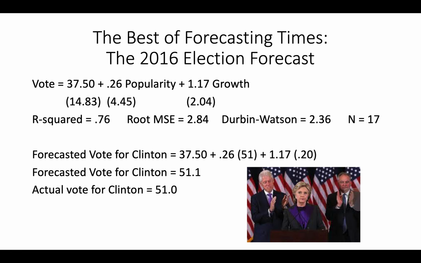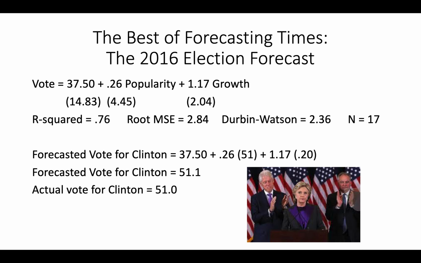So President Obama's popularity was 51% in the Gallup poll in July, and growth was relatively weak, 0.2% in the first and second quarters of 2016. So you plug these numbers in, you solve the equation, and you get a forecasted vote for Hillary Clinton, the Democratic Party candidate in 2016, Barack Obama's heir apparent, with Obama being term limited, of course.